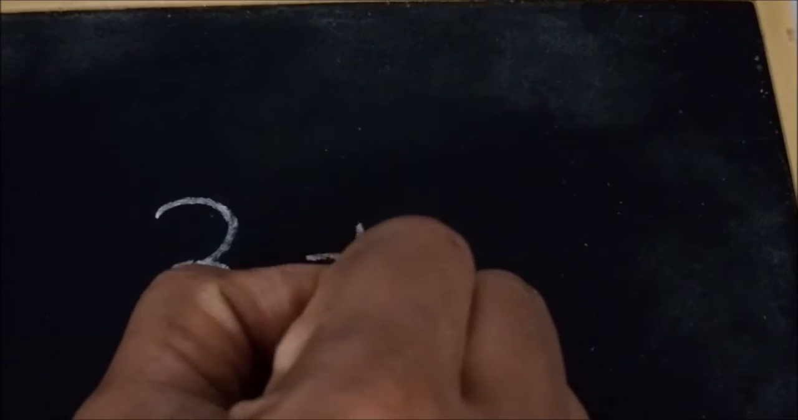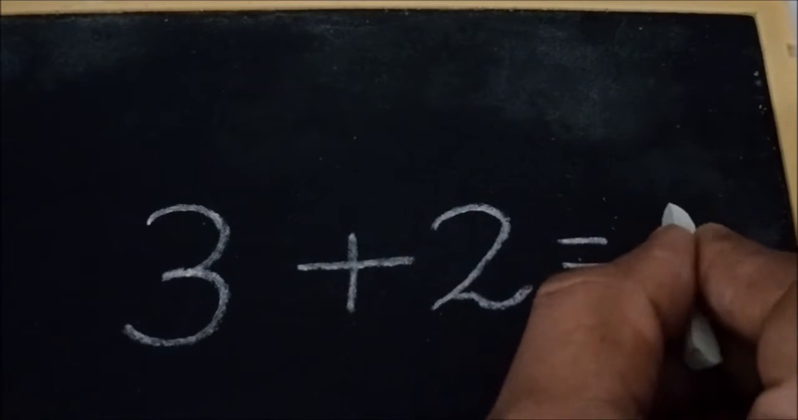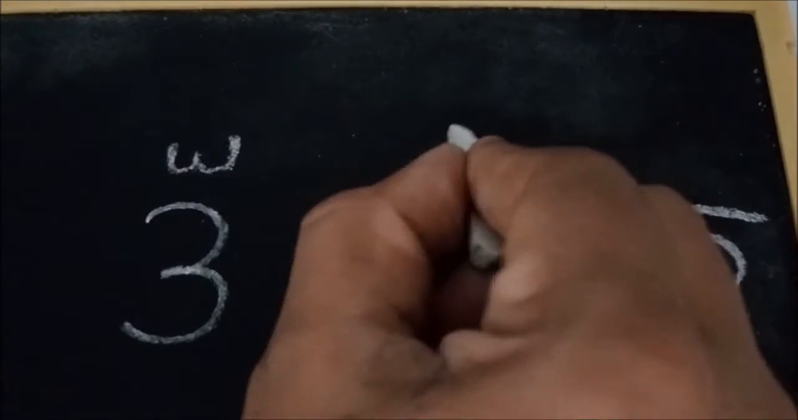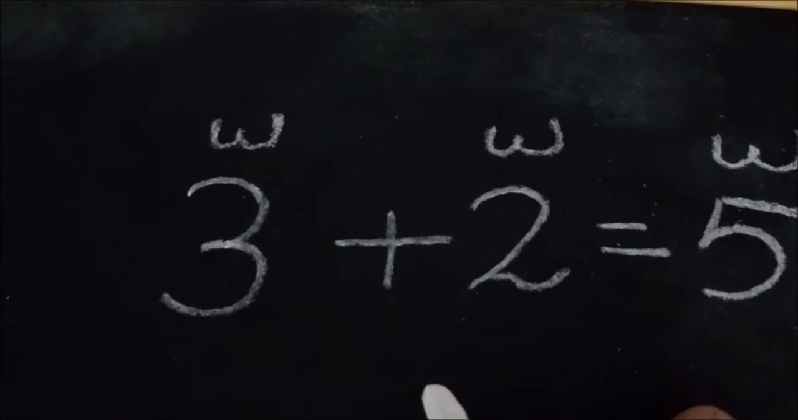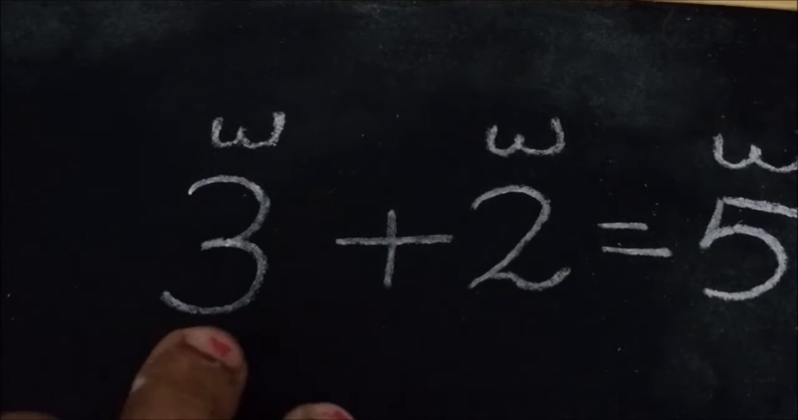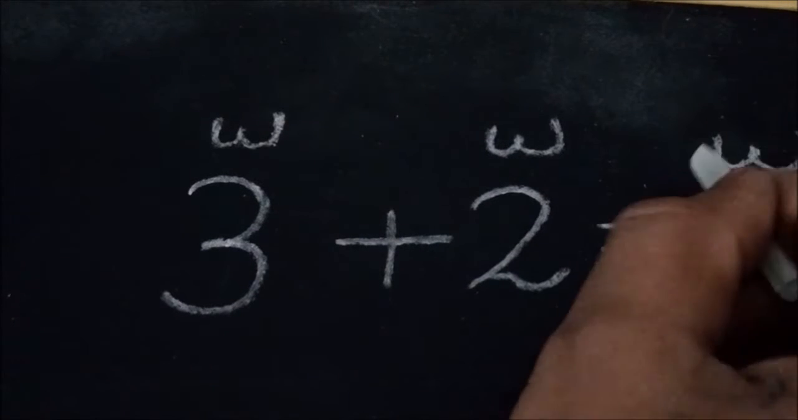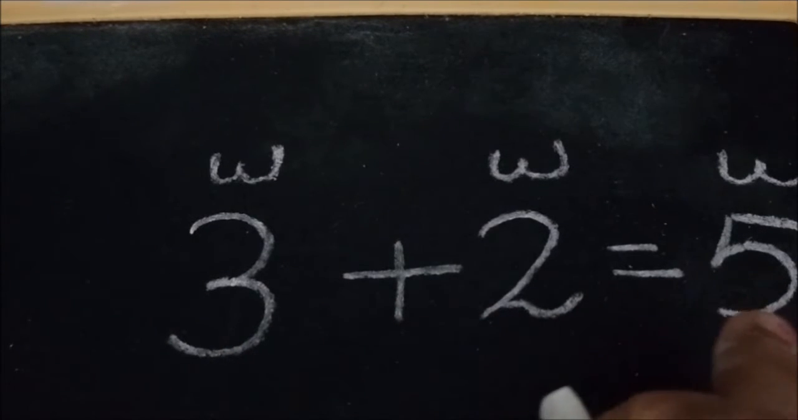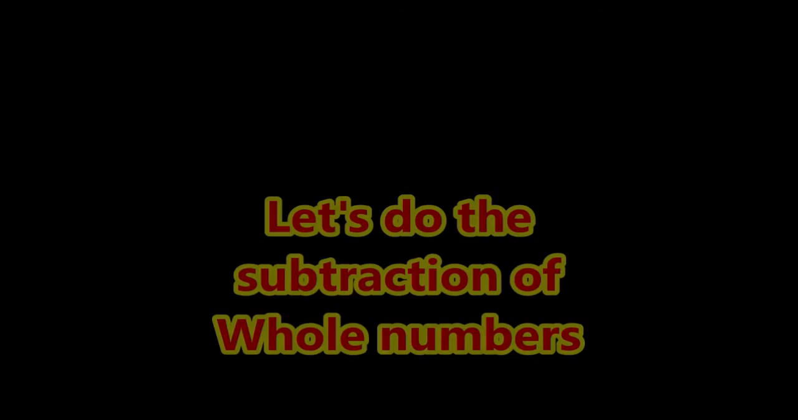3 plus 2 is equal to 5. Right? 3 is a whole number, 2 is a whole number, 5 is also a whole number. Which means when you add two whole numbers, the sum will also be a whole number. Got it? Which means the addition of whole numbers is closed. Got it? Now let's do the subtraction of whole numbers.